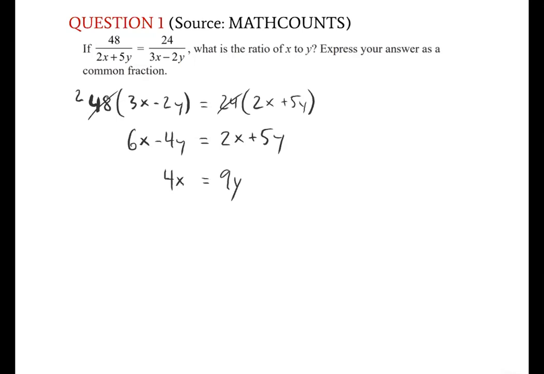So we want the ratio of x to y, which is just x over y. So we can divide both sides by 4 and y to get x over y is equal to 9 over 4.